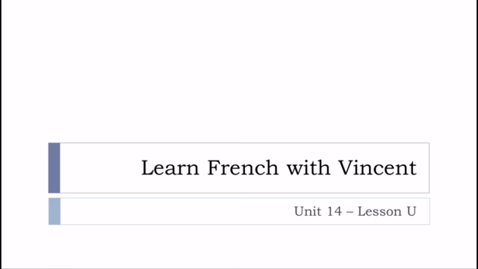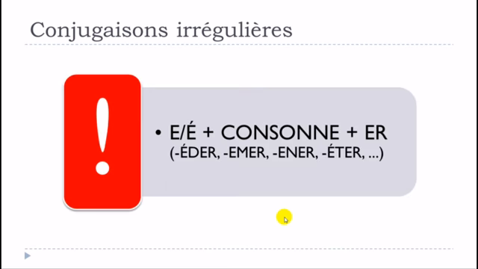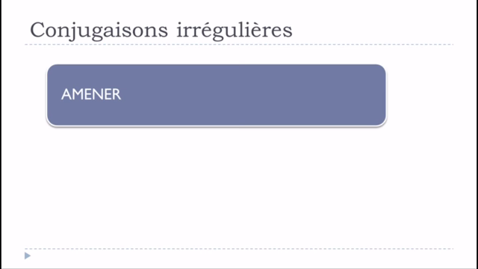Bonjour à tous and welcome to Learn French with Vincent. This is Unité 14, leçon U. In this lesson, we'll see les conjugaisons irrégulières, and we'll focus on the verbs from the first group, and then a specific category of verbs that end with é or è, then a consonne, and then er. So you've got a few examples here. It could be aider, aimer, été, but many others as well. They will follow the rule that we will see here, because even if they are regular, they will be affected and have slight changes.